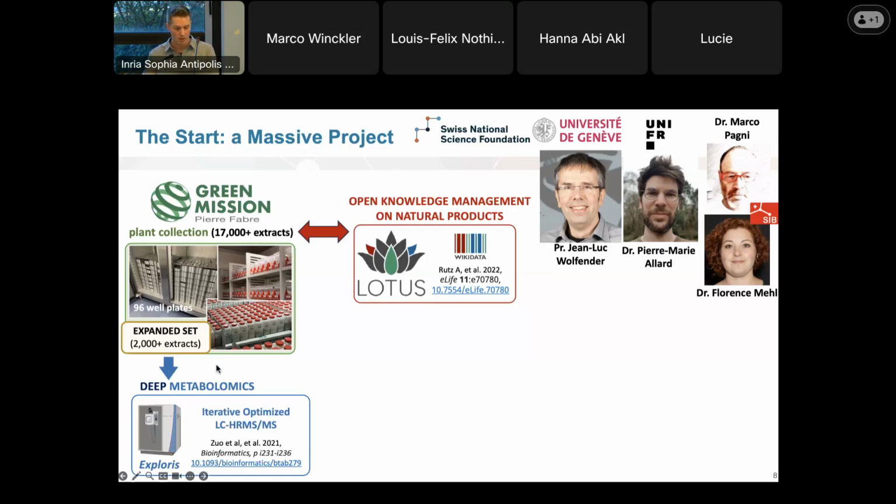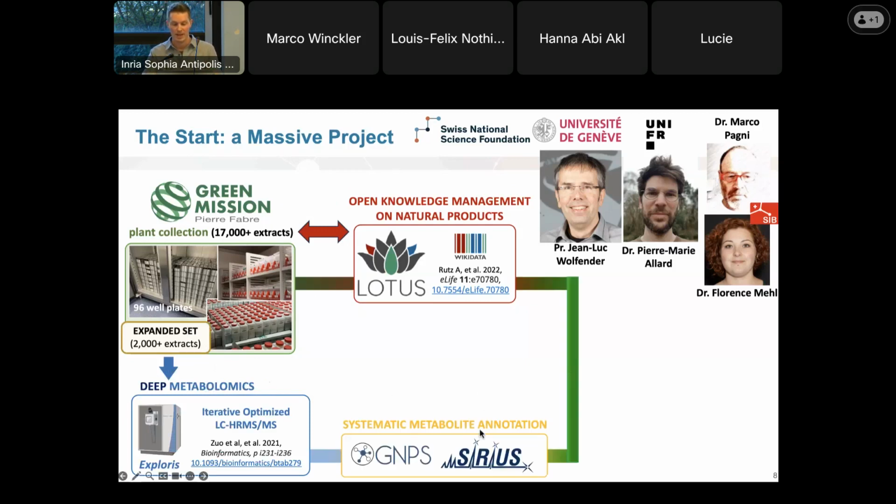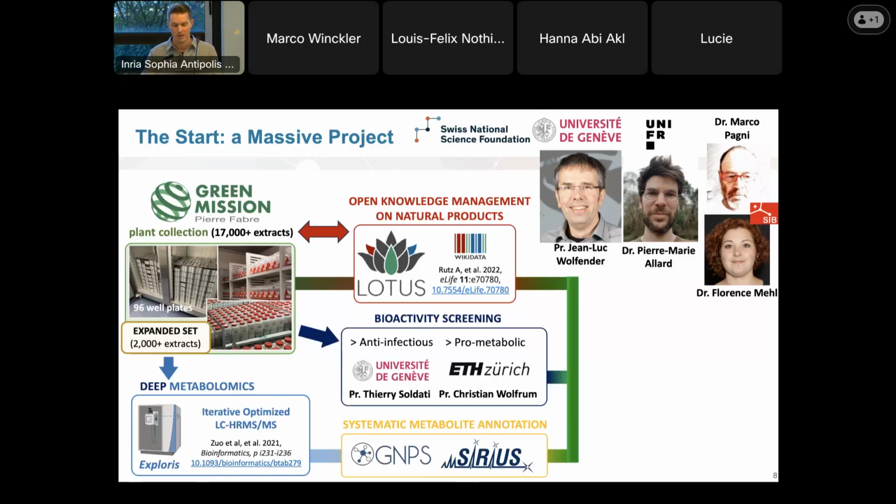Then those extracts were analyzed by mass spectrometry. One of my tasks was to run the experiment on the mass spectrometer, and we use some advanced acquisition method. And also the tools I presented to annotate or identify in partial manner those molecules. But also, we collaborated with teams that search for antibiotic activities, pro-metabolic activities.